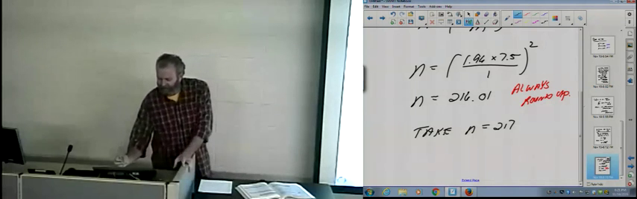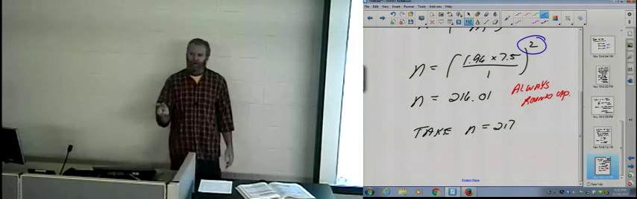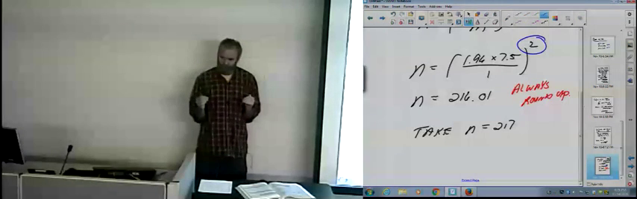Can I scream at you about this one more time? Don't forget that little squaring. And you're squaring everything inside the parentheses. All right?